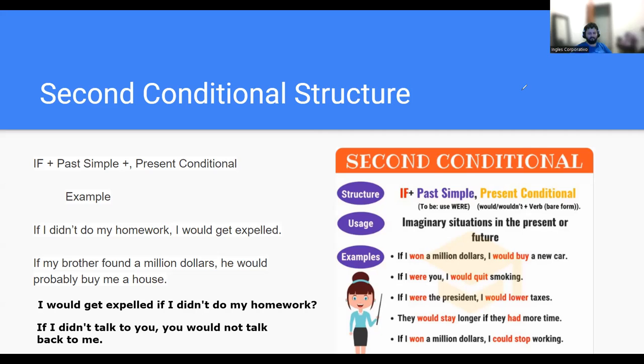But that's not a second conditional. Oh, yes, right. That is the structure of a third conditional, actually. That's a little bit more advanced, but that's not a second conditional. Second conditional follows the structure of simple past plus a present conditional, right? Good job. Very good. Do you have another example, Catherine?